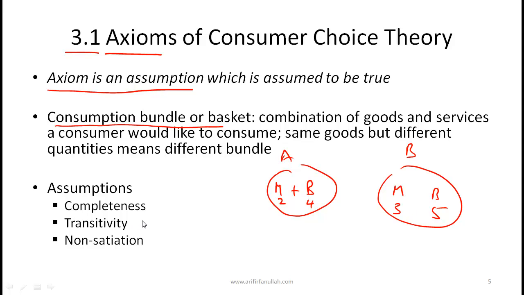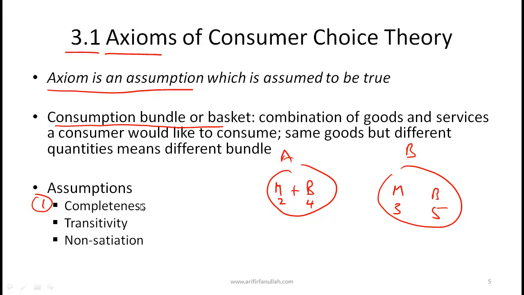Next, let's understand the three assumptions. The first assumption is that of completeness. This assumption says that given a choice between two bundles, a consumer will very clearly say that I prefer A, or I prefer B, or I am indifferent.